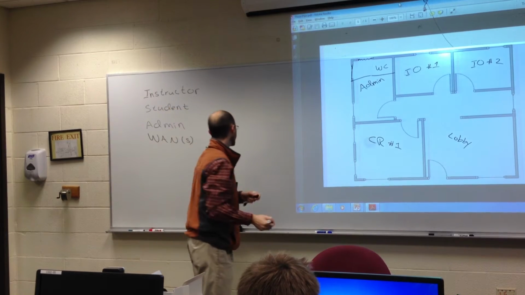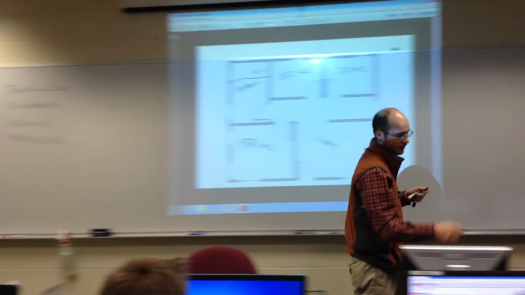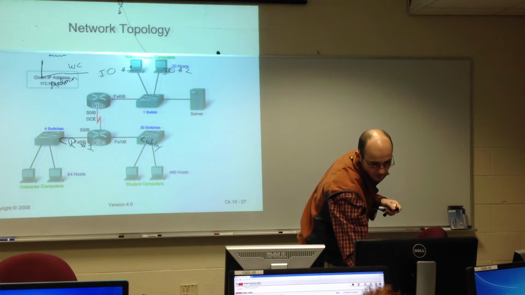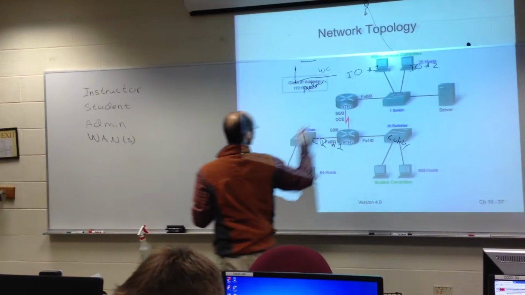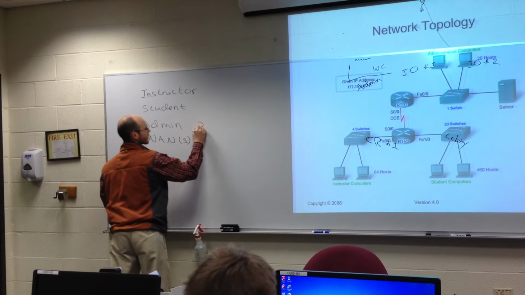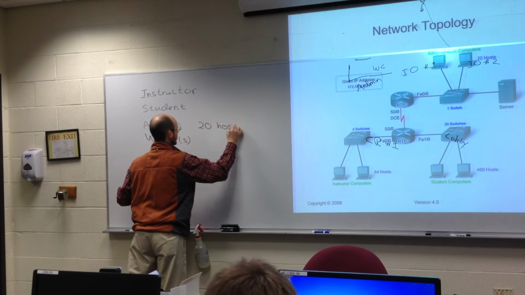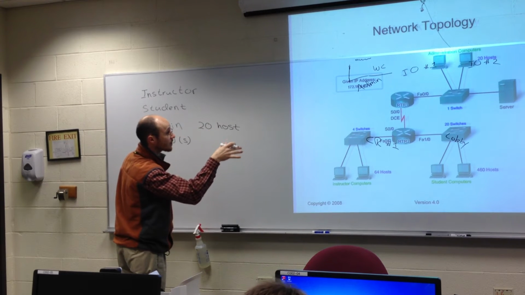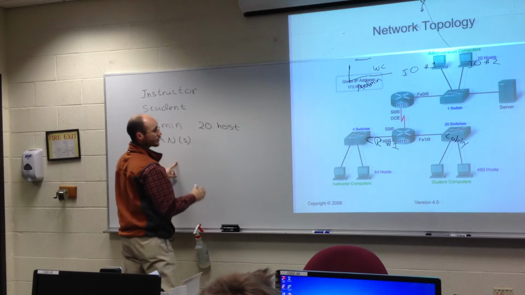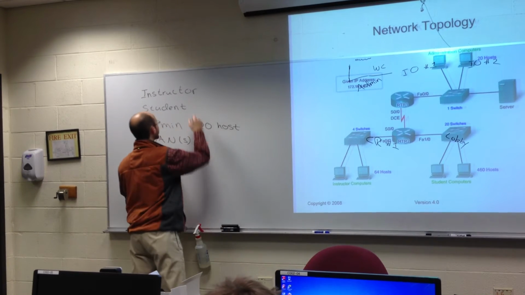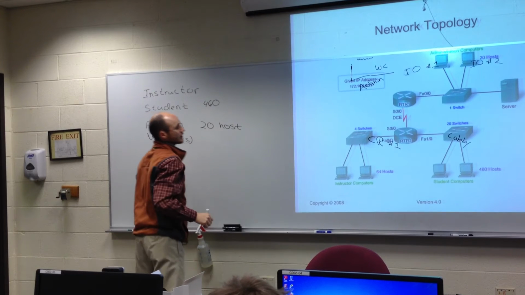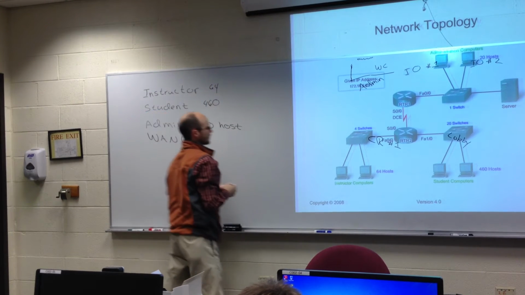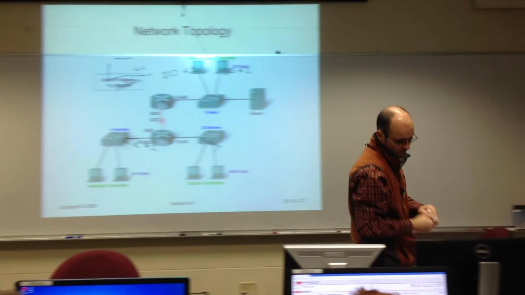Would it be a good idea if, and let me go back to my diagram so I can write down the number of hosts. All right, so the administrators, I have 20 hosts. Let's see, what else we have? And you notice the server's part of the administrative network. Students, we have 460. And let's see, instructors, we have 64. Seems right. And the WANs we'll determine later.